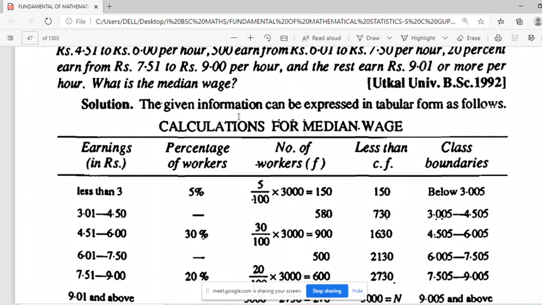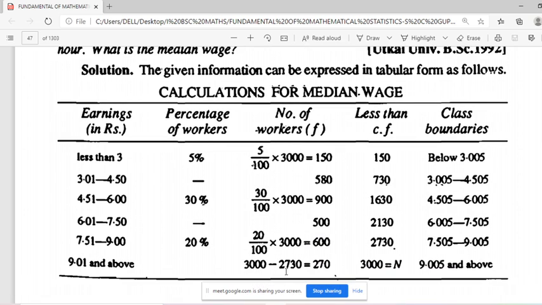And for 6.01 to 7.5, the number is directly given, 500. Then 7.51 to 9 is 20%, which means we have to find 20% of 3000. That is 600. For 9.01 and above, the number is the remaining number, that is 3000 minus 2730, which is 270. So we obtain the frequencies.